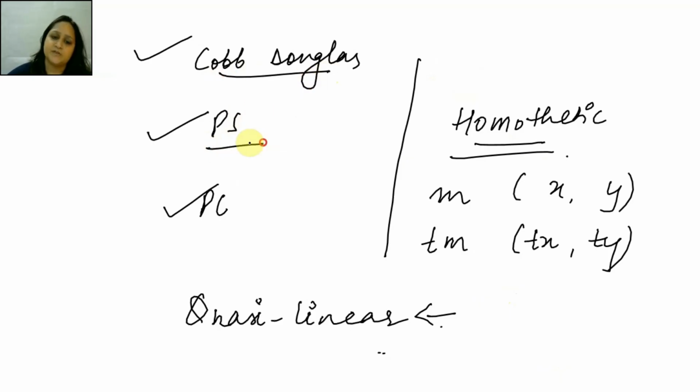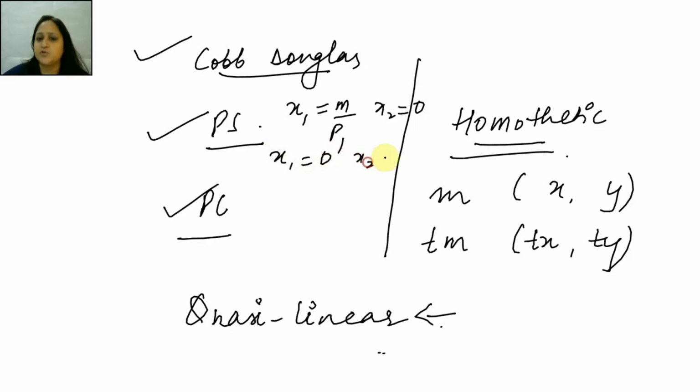This is true for perfect substitutes. This is also true for perfect complements. I will take another example for perfect substitutes. Perfect substitutes में क्या होता है? Either x1 is M by p1 and x2 is 0, and it's vice versa. x1 is 0 and x2 is M by p2. अगर आप ये वाला केस लो तो जैसे जैसे आप M को इंक्रीज करोगे वैसे वैसे ही x1 बढ़ेगा. Similarly here, which means कि ये भी homothetic है.